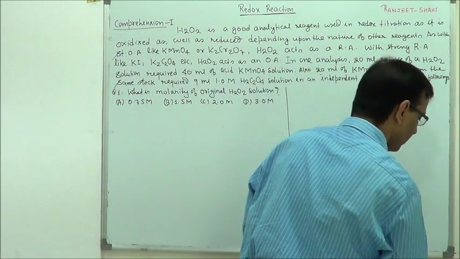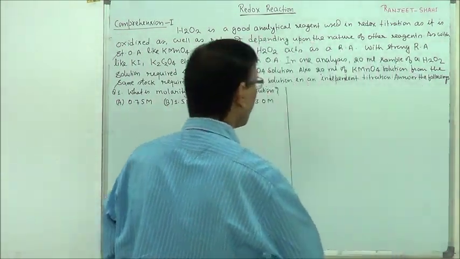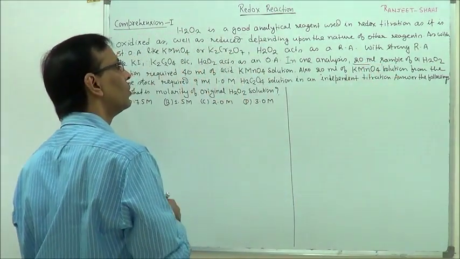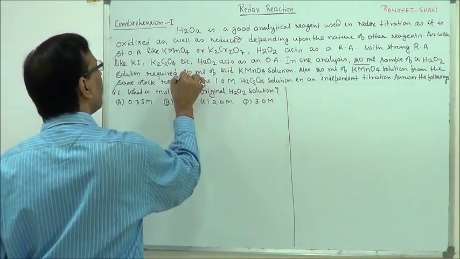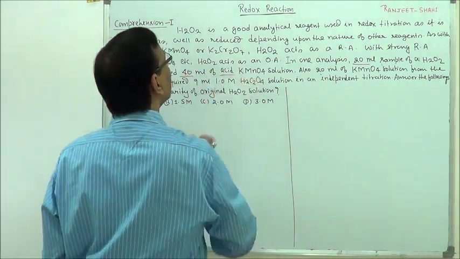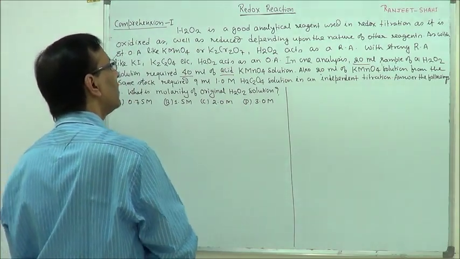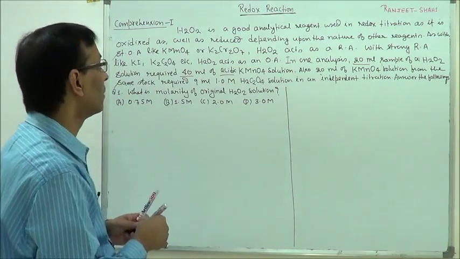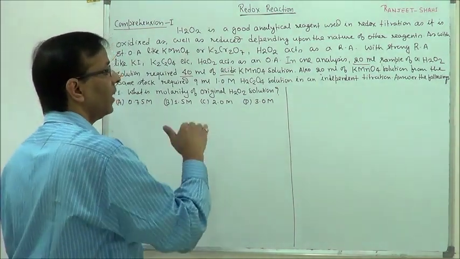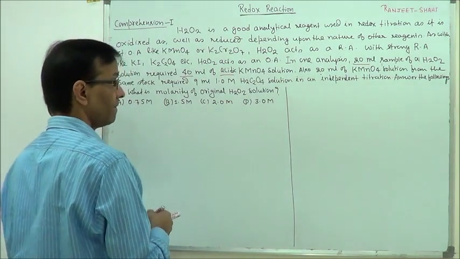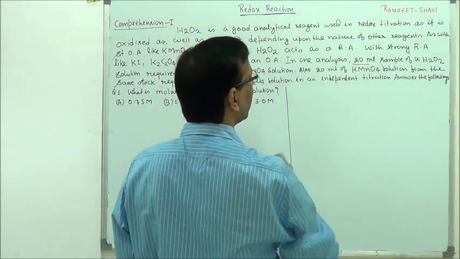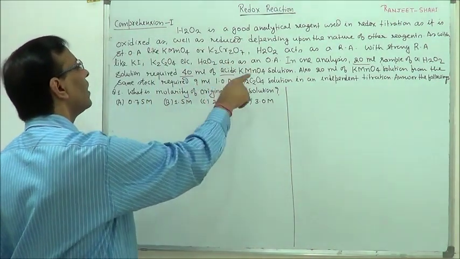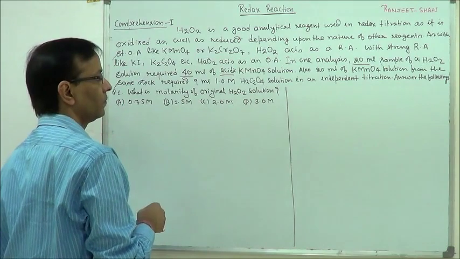The 20 ml sample of H2O2 solution required 40 ml of acidic permanganate solution. The information here is 20 ml H2O2 required 40 ml acidic KMnO4 solution. In an independent titration, this 20 ml potassium permanganate requires 9 ml 1 molar H2C2O4 solution.